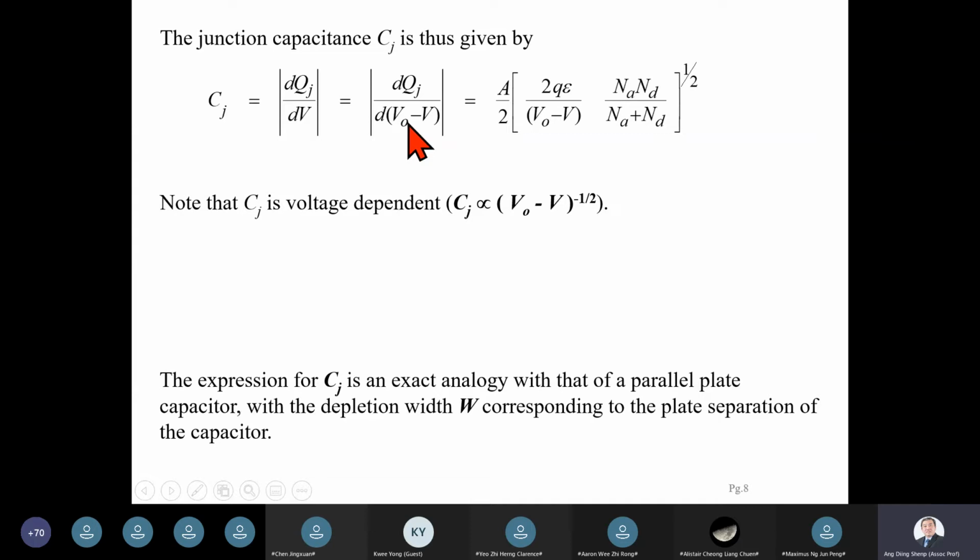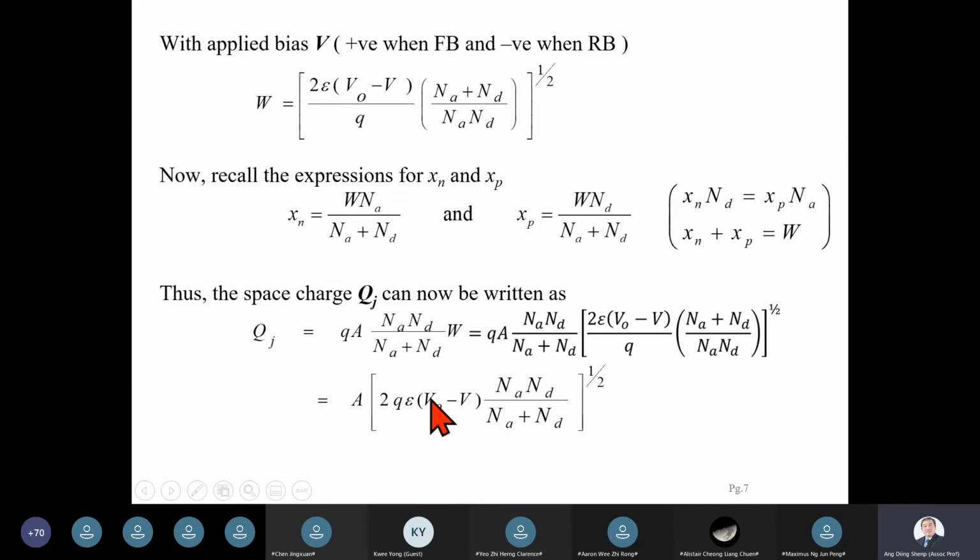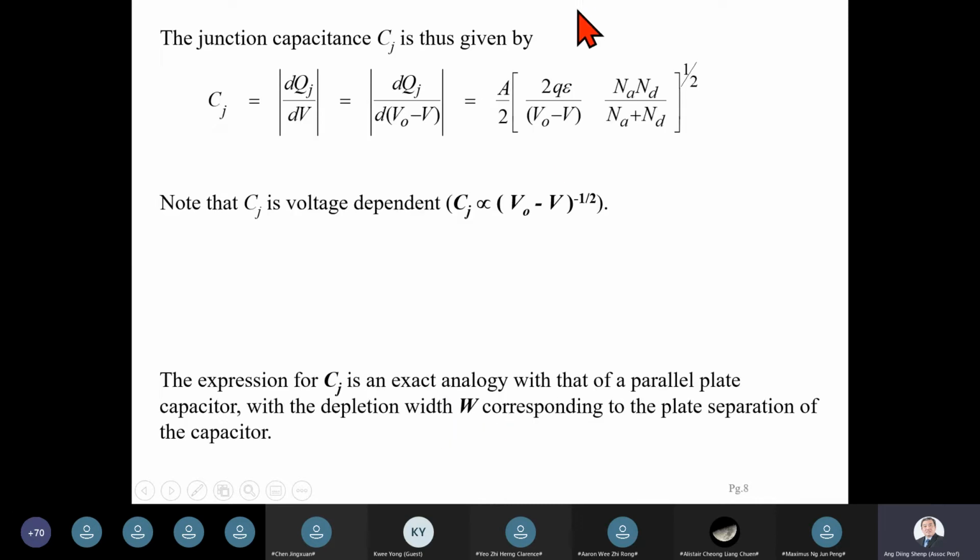Now, since V0 is a constant, we can write dQj over dV as dQj over d(V0 minus V), because V0 is a constant and upon differentiation it will go to 0. You can easily differentiate the Qj expression with respect to V0 minus V instead of V. It doesn't make much of a difference, you can also differentiate with respect to V. Equivalently, we can differentiate Qj with respect to V0 minus V since V0 is a constant. The final result is shown here. This is the equation for the junction capacitance.